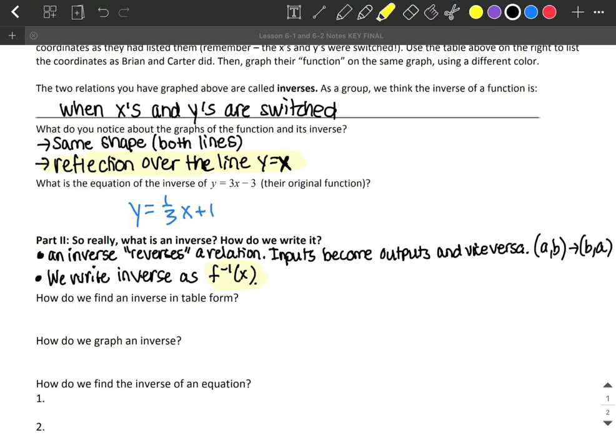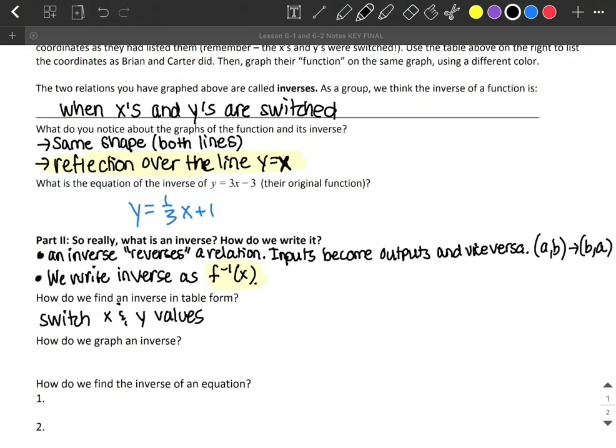And there are a couple of different ways that you can find an inverse. The first way is you can use the table form. If you have the table form, we already did this. We already found the inverse using the table form. All we did was switch the x and y values in the table.